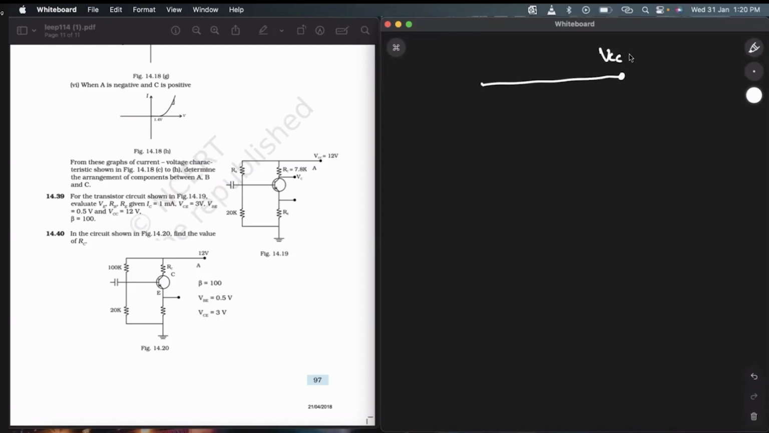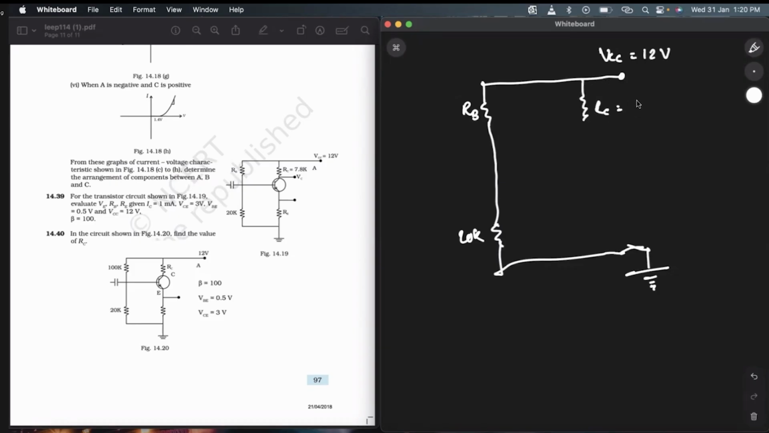This is my VCC, which is nothing but 12 volts. I have an RB over here. Okay, here 20 kilo ohm is given. Here there is grounding. Here RC is equal to 7.8 kilo ohm is given. I will connect this to a transistor. RE is given and this goes and connects to earth. This is coming from the front.